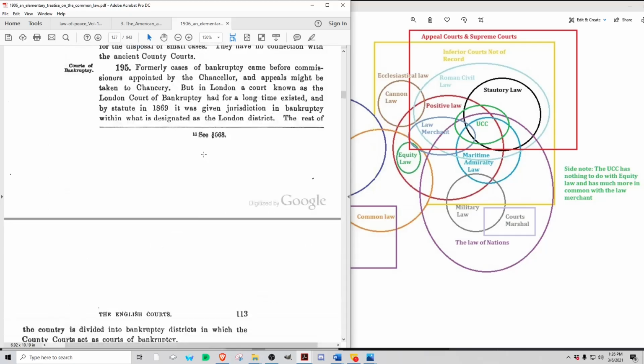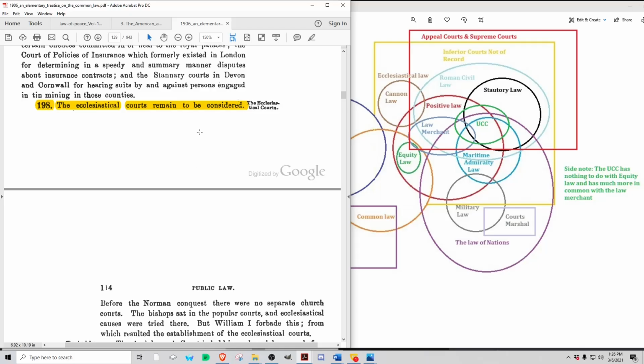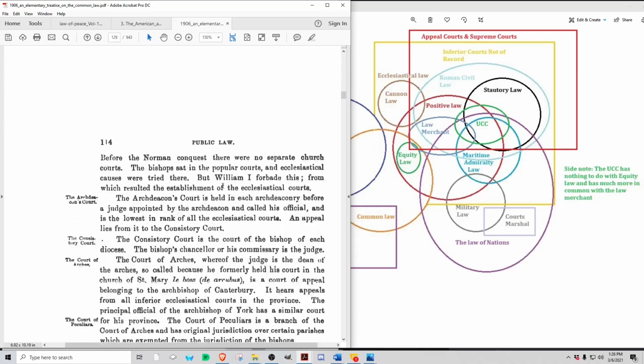So I'll leave the rest of this for everyone else's wonderful reading. Oh, I guess I can do the ecclesiastical courts too. So the ecclesiastical courts remain to be considered, meaning considered from the standpoint of this treatise. Before the Norman conquest, that's William the Conqueror in 1066, there were no separate church courts. Wonder why. It's because the filth of Rome hadn't been able to conquer the island, hence the Hadrian Wall, right? The wall that the Romans built all the way across England to keep the crazy Celts away from what they'd quote-unquote conquered. Anyway, so there's no separate church courts before this fool came in there.